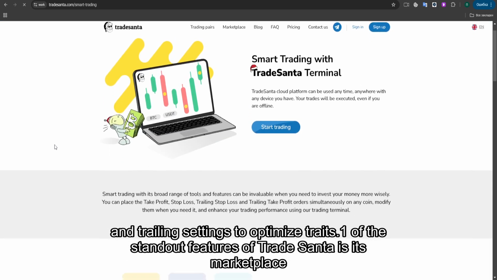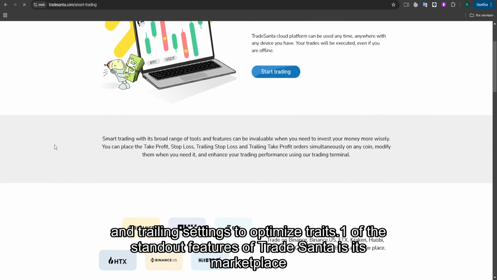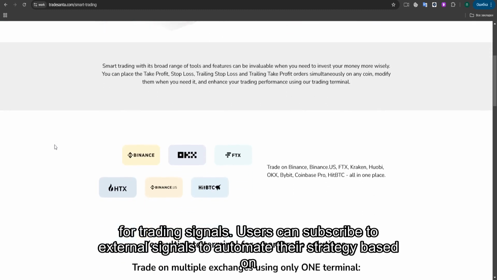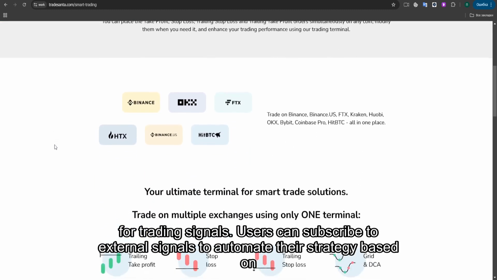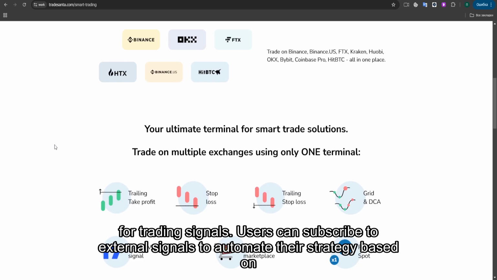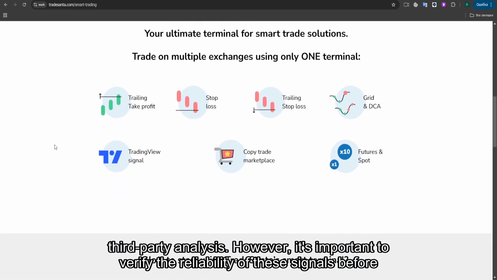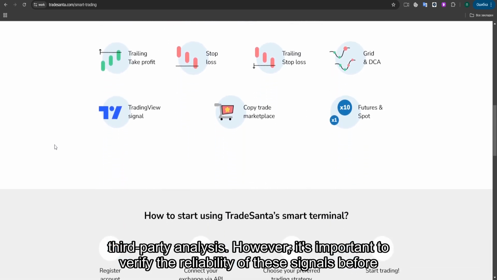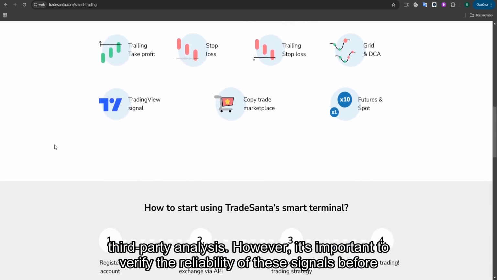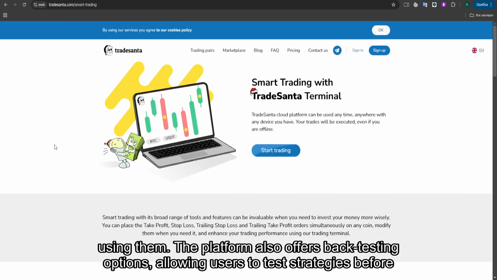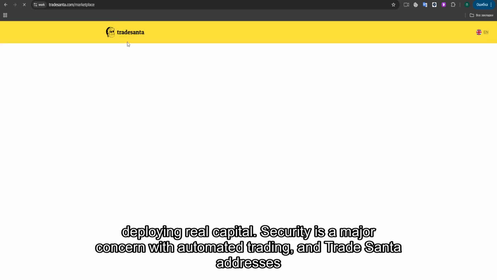One of the standout features of TradeSanta is its marketplace for trading signals. Users can subscribe to external signals to automate their strategy based on third-party analysis. However, it's important to verify the reliability of these signals before using them. The platform also offers backtesting options, allowing users to test strategies before deploying real capital.